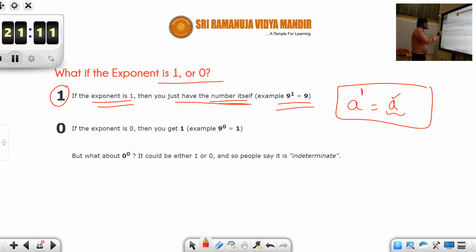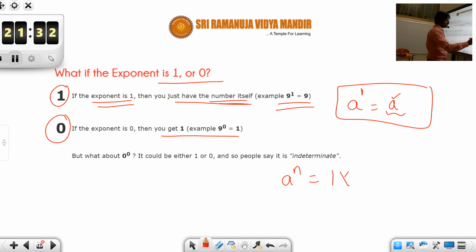Now, what if the exponent is 0? Then you get 1. Students, all these exponents are pretty easy. How to think is, if you have to think of a power n, start with 1. And then multiply a how many times? N times. This is what a raised to the power n means.